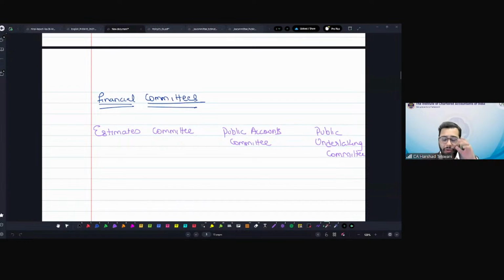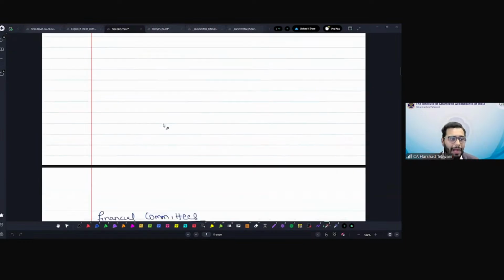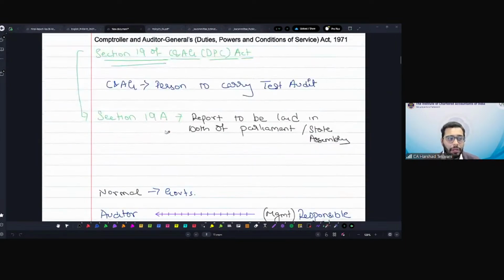Now, once you understand these committees, we understood the part where discussion happens. After section 19A, when the reports are laid in Parliament, they are discussed, and these committees come into play and discuss the report. This is basically, as a summary, how the audit works.